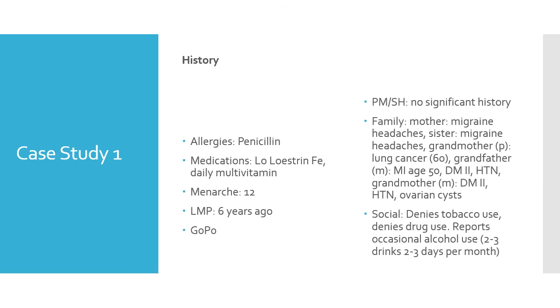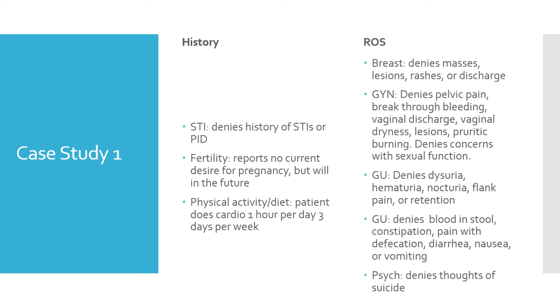She's allergic to penicillin. She's on Loestrin Fe and a multivitamin. Menarche began at 12. No significant past medical history. She has a family history of migraines, lung cancer, heart attack, diabetes, hypertension, and cyst. She denies tobacco and drug use, and reports 2 to 3 drinks of alcohol 2 to 3 days per week. She denies a history of STIs or PID. She has no desire for pregnancy right now. She gets about 1 hour of cardio 3 days per week.